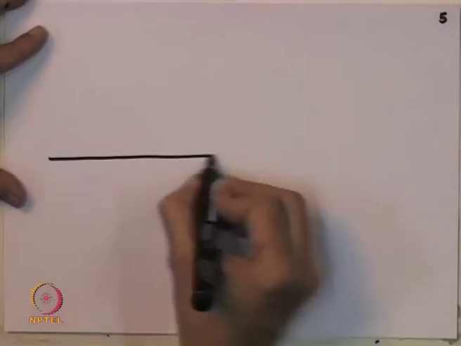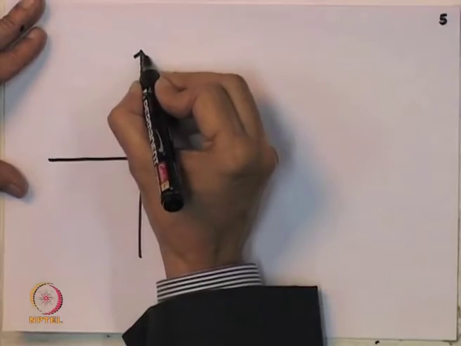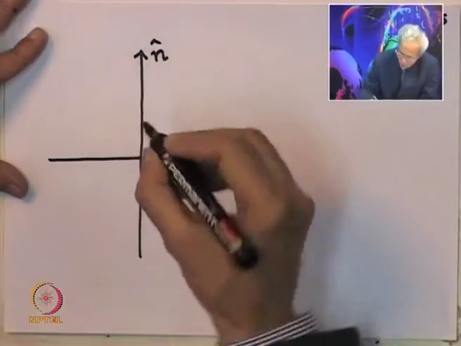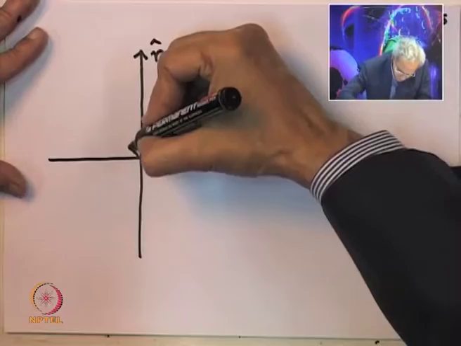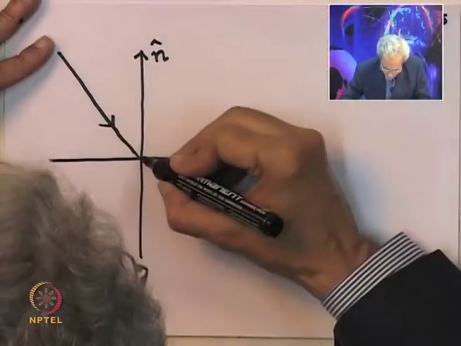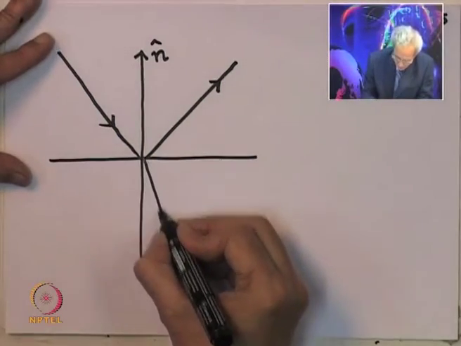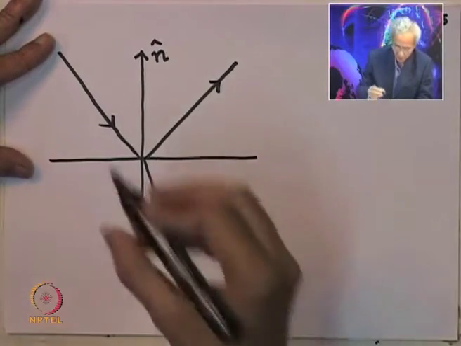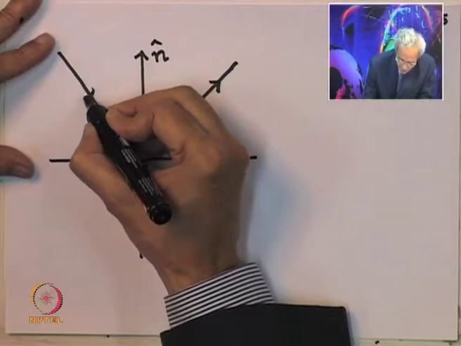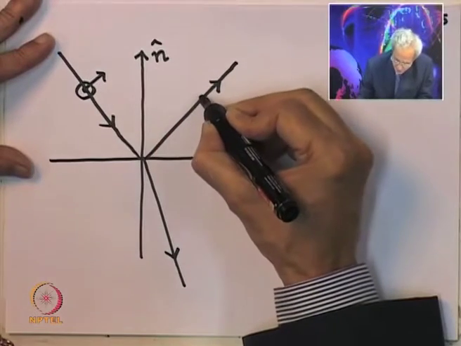So, let us look at what I have. Let me draw this picture again here. This is my normal, this is the direction of the incident ray, this is the direction of the reflected ray, and this is the direction of the transmitted ray. And what we have done is to take the magnetic field this way out of the plane, so that the electric field is like this.